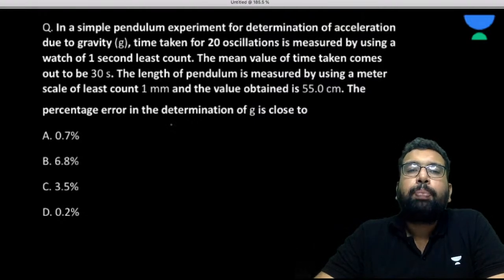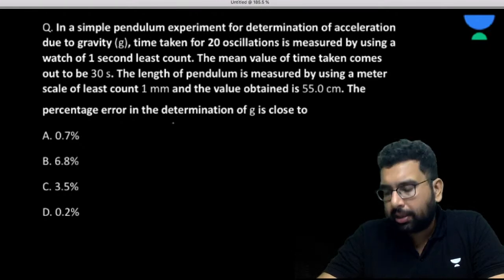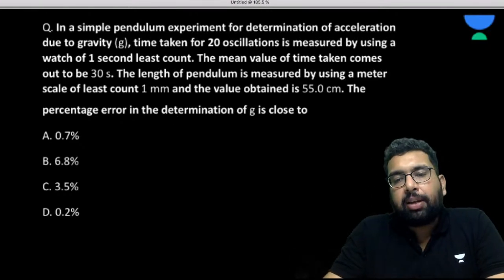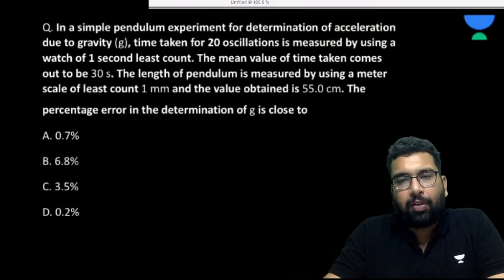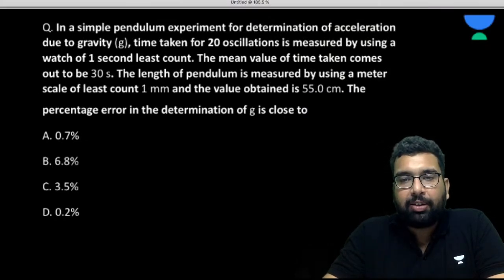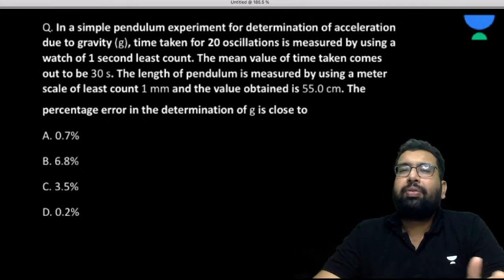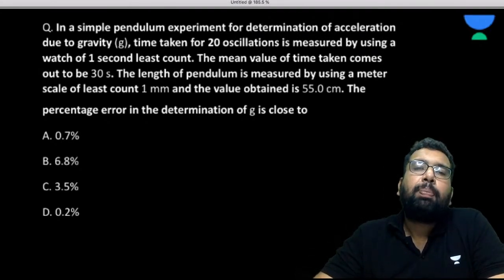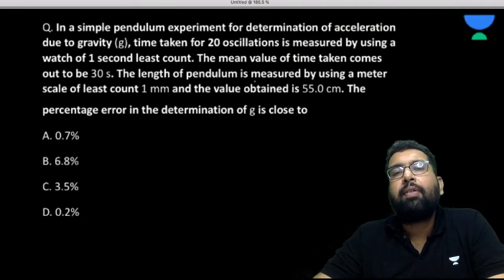In a simple pendulum experiment, this is quite a famous question. It is asked in the NEET examination, IIT JEE examination. Although our target is the NEET examination, sometimes similar questions get asked. In a simple pendulum experiment for determination of acceleration due to gravity, time taken for 20 oscillations is measured by using a watch of 1 second least count.